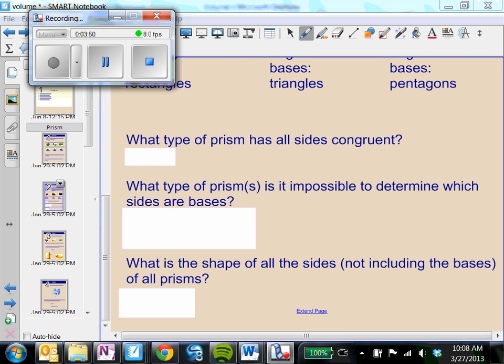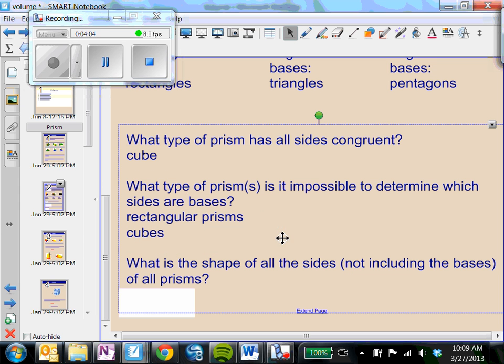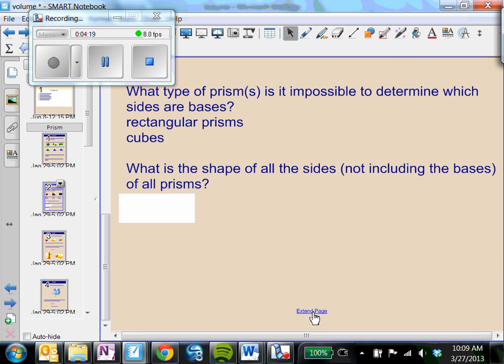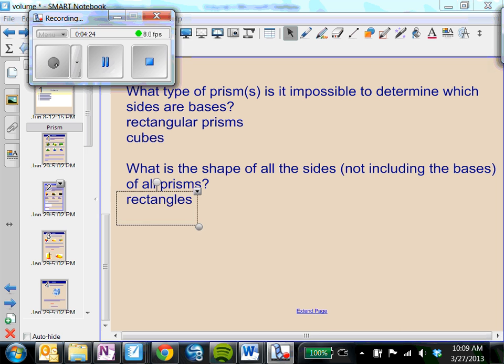What type of prism has all sides congruent? A cube has all sides congruent. It's a prism with all sides congruent. What type of prism or prisms is it impossible to determine which sides are the bases? Rectangular prisms and cubes, you can't really tell which sides are the bases. Square prisms you can, and I'll show you that in a minute. A cube is a type of square prism. But general square prisms you'll be able to tell because you'll have rectangles as the sides and squares as the bases.